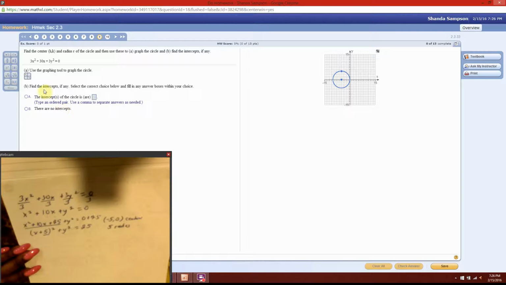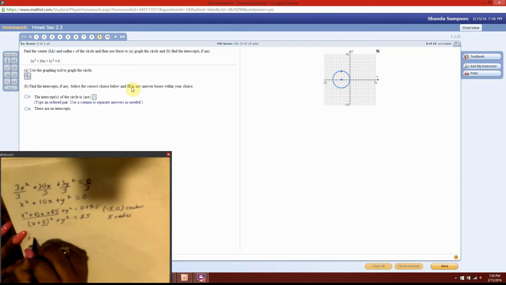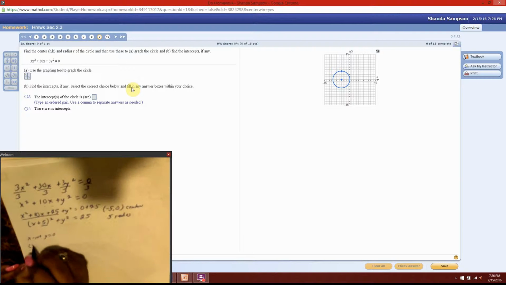The next thing they're asking us is to find the intercepts. So we're going to find the intercepts. If you recall, for the x-intercept, you're going to set y equal to 0. So I'm going to go in this equation and set y equal to 0. x plus 5 squared plus 0 right here is equal to 25.